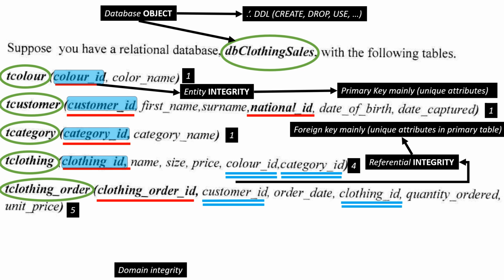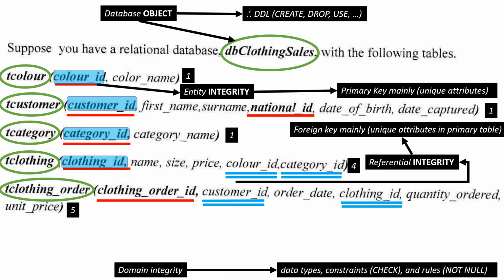Then we talk about domain integrity. Domain integrity is enforced by data types, constraints, and the rules. Domain integrity is all about acceptable values for each and every attribute that we have in our database. This ensures that business rules are followed. This ensures that we don't come across errors when we are putting values.